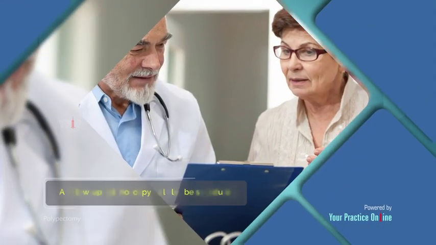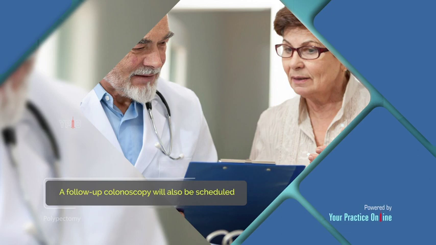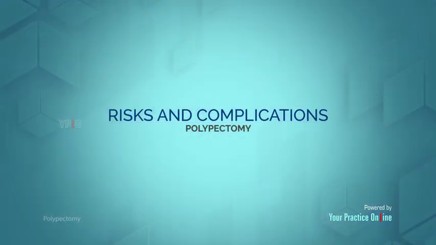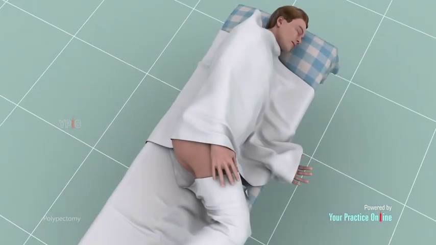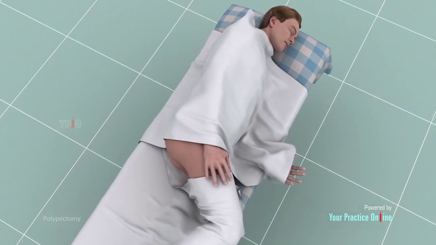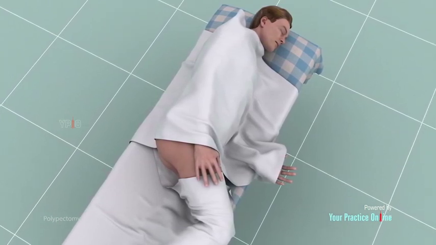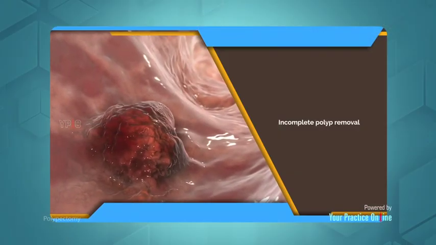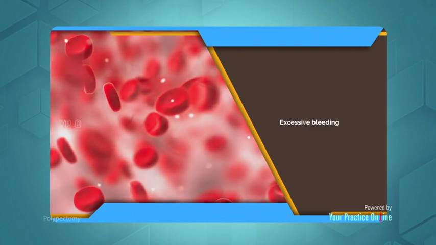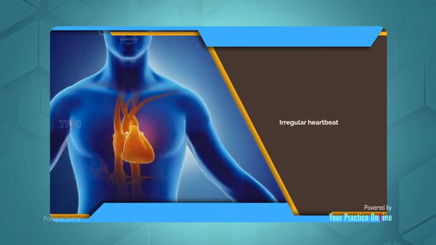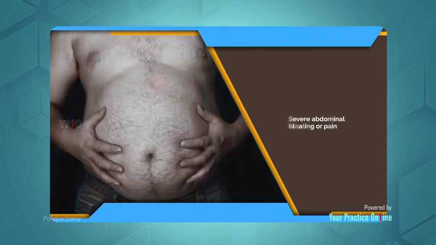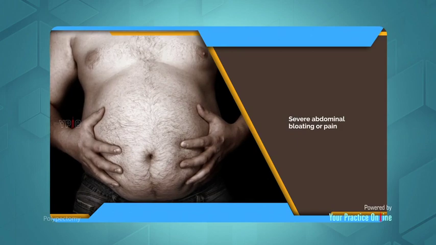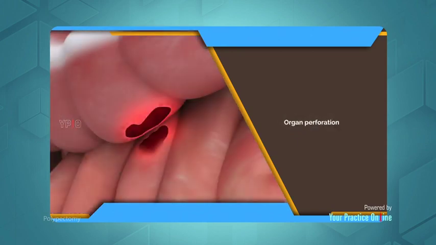A follow-up colonoscopy will also be scheduled to confirm that the polypectomy was successful and that no additional polyps have developed. Risks and complications. A polypectomy is a relatively safe procedure. However, as with any surgery, some risks and complications may occur, such as incomplete polyp removal, excessive bleeding, vomiting, irregular heartbeat, infection, severe abdominal bloating or pain, organ perforation.